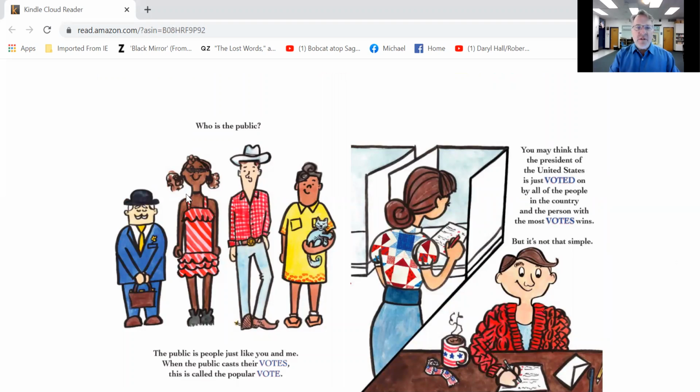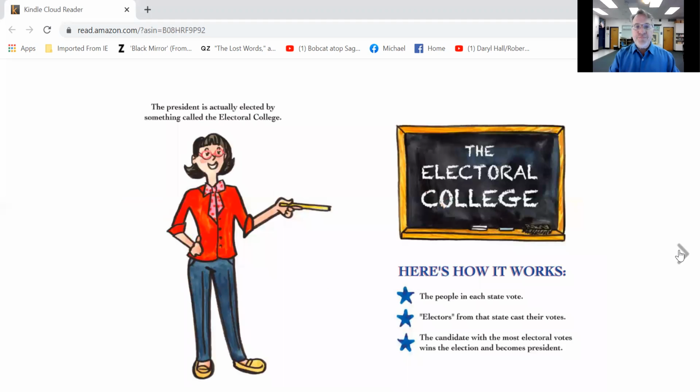Who is the public? The public is people just like you and me. When the public casts their votes, this is called the popular vote. You may think that the president of the United States is just voted on by all the people in the country and the person with the most votes wins, but it's not that simple. Our Constitution makes it a little more complicated, and this again has a lot to do with the states' argument about what states were more important, the heavily populated states or the less populated states.